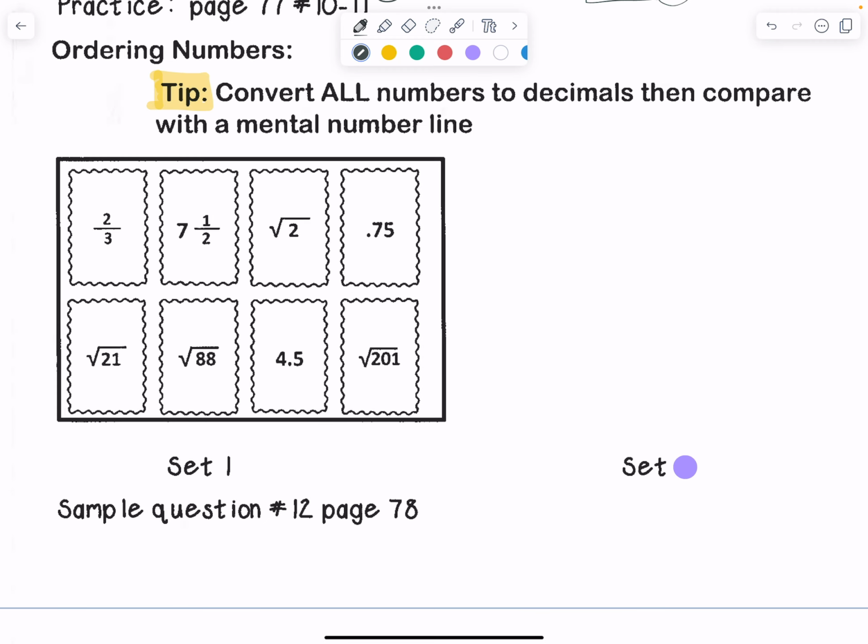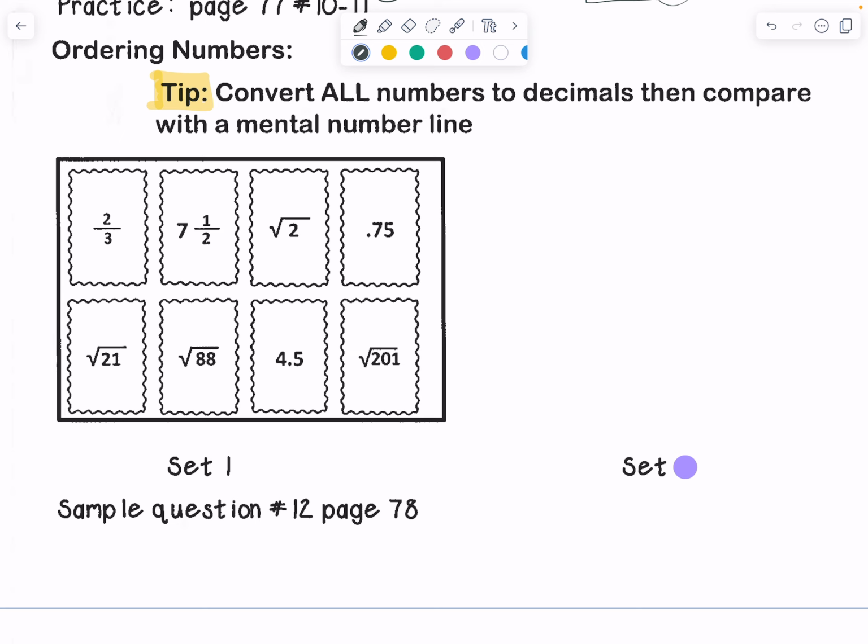All right, so now we're going to look at ordering numbers. With ordering numbers, a tip that I put on the screen, which is in your interactive notebook: convert all the numbers to decimals and then compare with a mental number line. I found that students have a lot easier time ordering decimals than they do fractions and radicals. So what I'd recommend doing, convert everything to a decimal, and then you can use that to order a little bit better. So let's look at this first one.